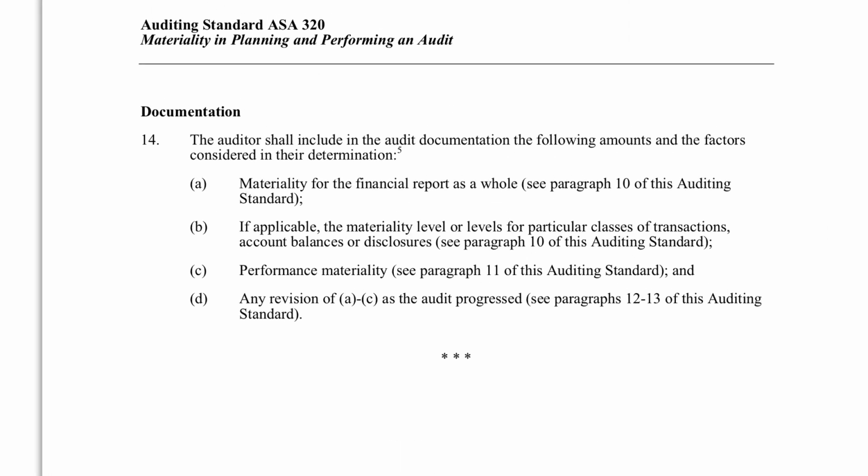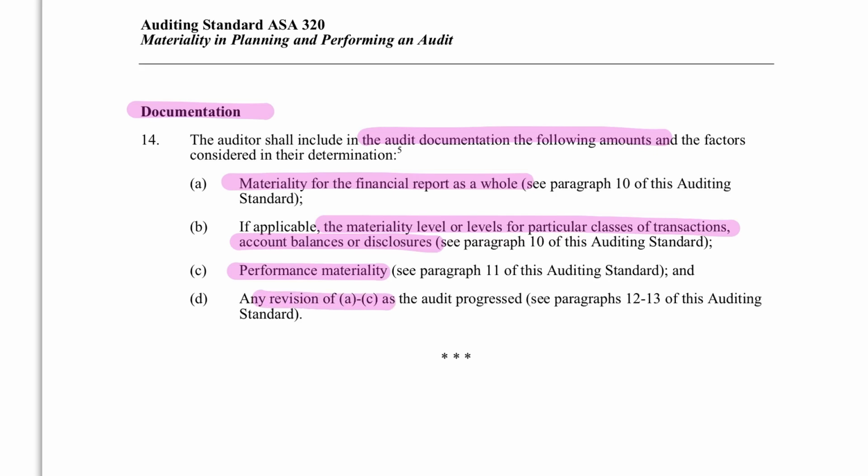Our last part, of course, is documentation. Documentation always pops up towards the end of our standards. So I should document the following information. Materiality for the financial report as a whole, materiality for particular sections, all right, so that's often something that you'll decide as you go through the audit, the performance materiality, and any revisions. So this is really important to make sure that if we do change materiality or we make our materiality our initial set of materiality, it's really important to make sure that we justify our choices.